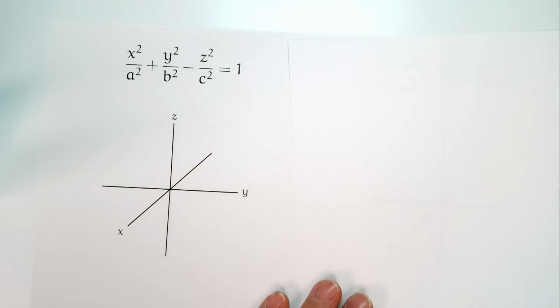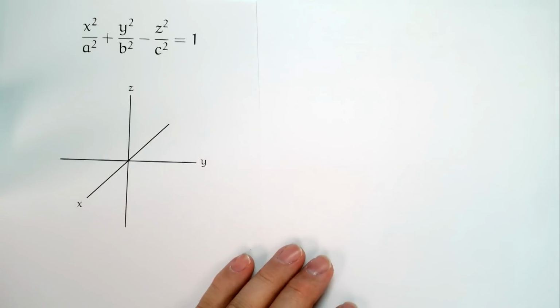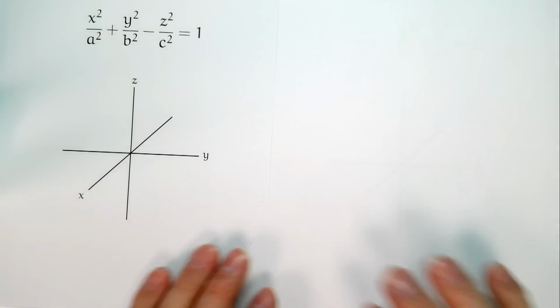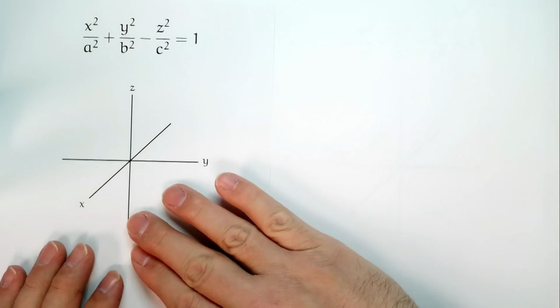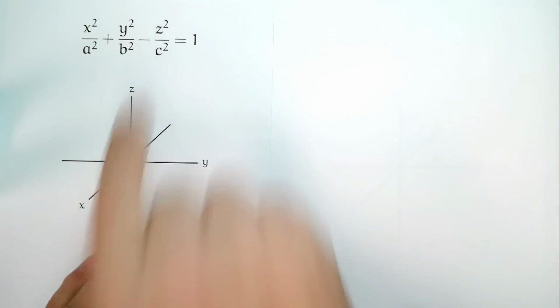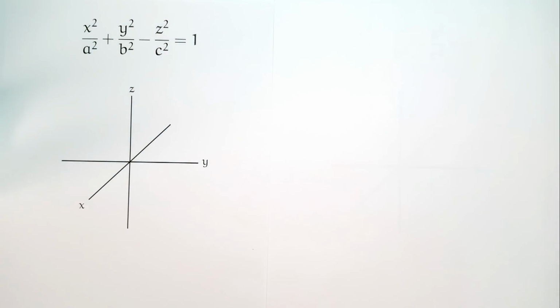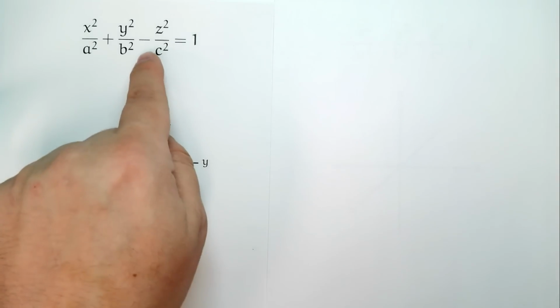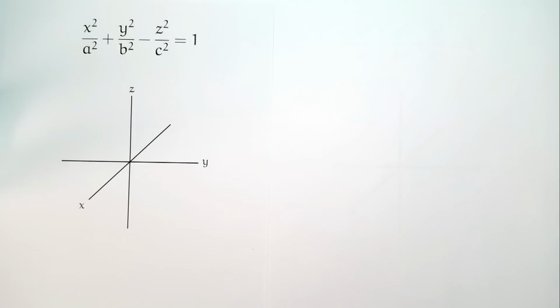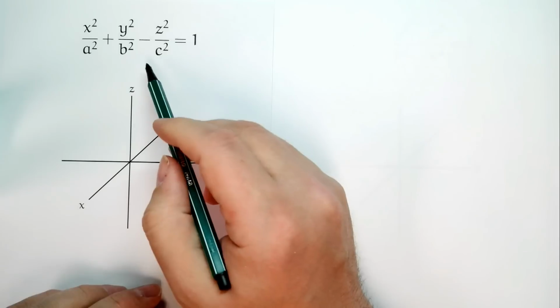So here, kind of similar, but also kind of different. x squared over a squared plus y squared over b squared minus z squared over c squared equals 1. Okay, so different because of the minus. Now, one thing that might help us to figure this out is to actually rewrite it.